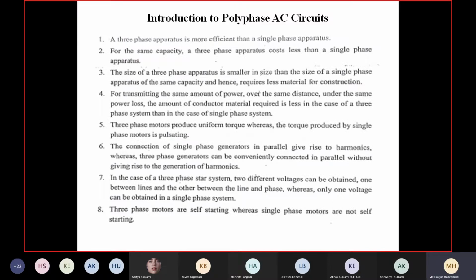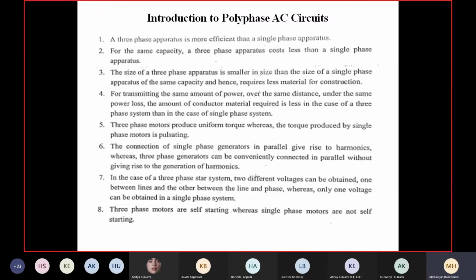Why is it so? From the constructional viewpoint, a single phase machine will have only one winding. It is a single phase, one line, one neutral. All the winding conductors have to be connected to the single phase interconnection. So to justify a certain capacity, it becomes bulkier in nature. It becomes bigger in construction. Involvement of a huge number of conductors makes it costlier.